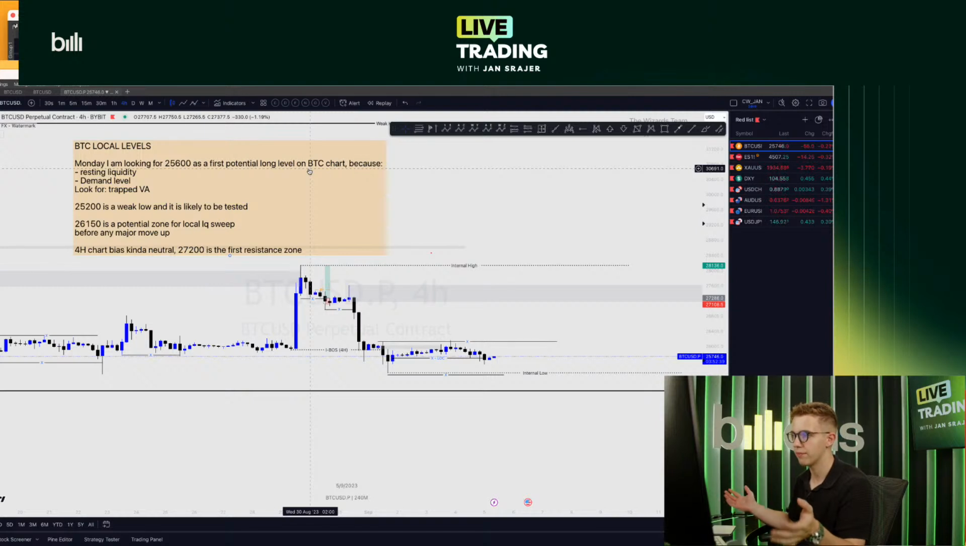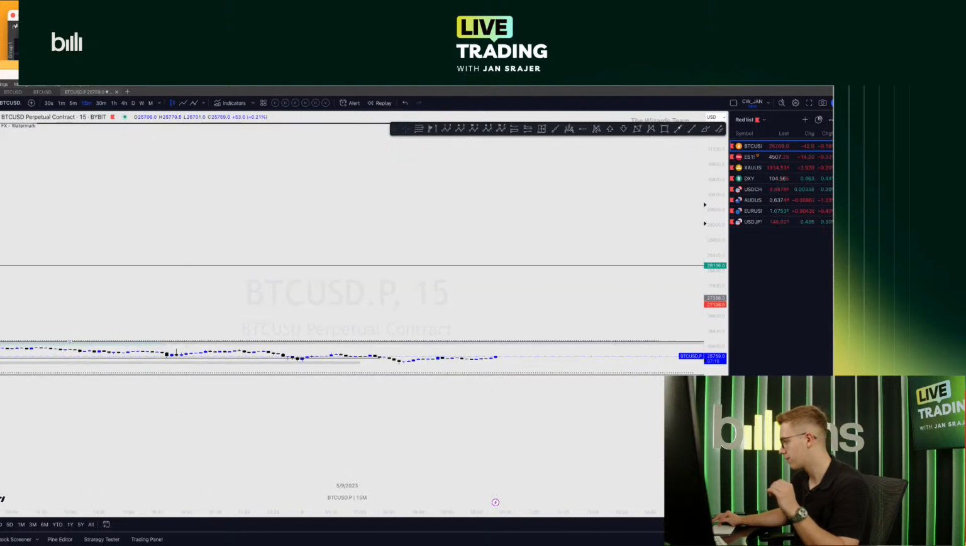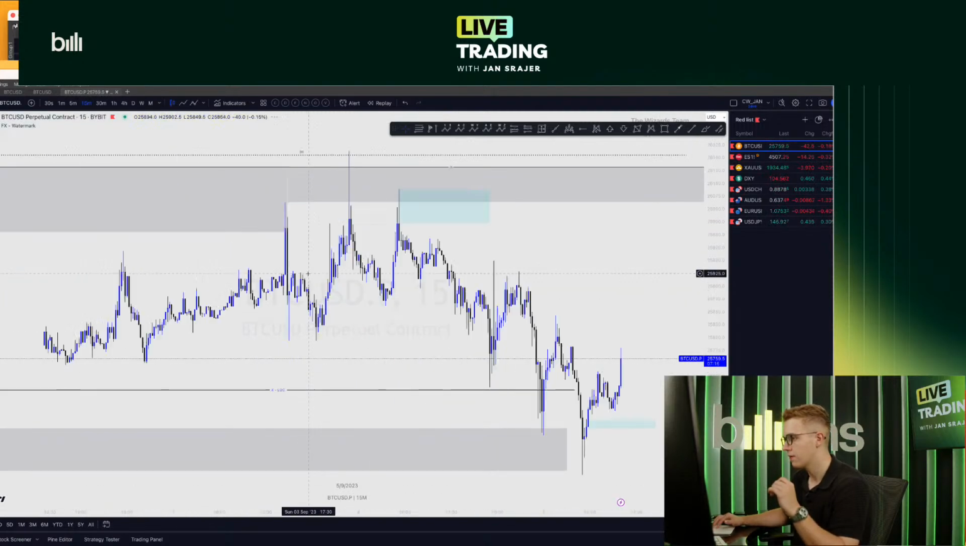We gave you the plan. You just gotta stick to it. I said 25,200 is a weak low, and it's likely to be tested. This is still valid, but this weak low, I would be targeting at around the end of the week. 26,150 is a potential zone for local sweep before any major move up. So 26,150, let's break it down a bit more. Monday, 26,150.